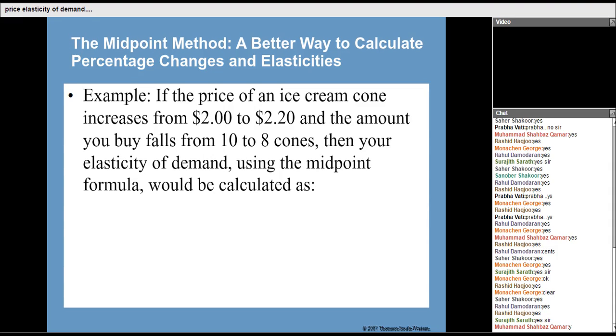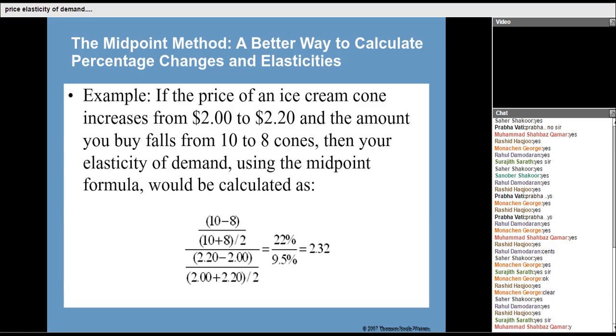If the price of an ice cream... yes, this is the same question. How should it be calculated? This is the midpoint method. The quantity demanded was 10 before, and then it became 8. So 10 minus 8, divided by the midpoint, or the average, of both quantities, which is (8 plus 10) divided by 2. And all of that is divided by the change in price divided by the midpoint, or the average, of the price.